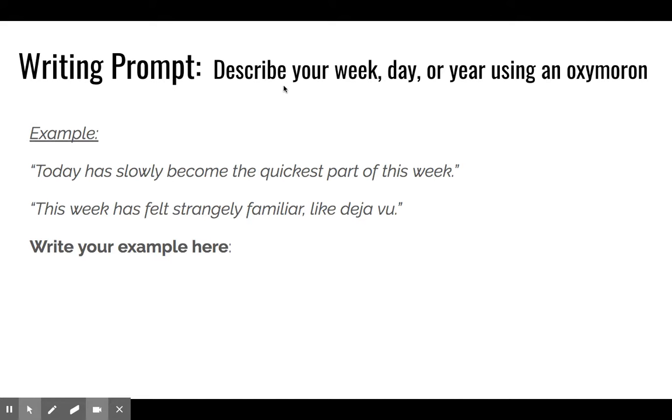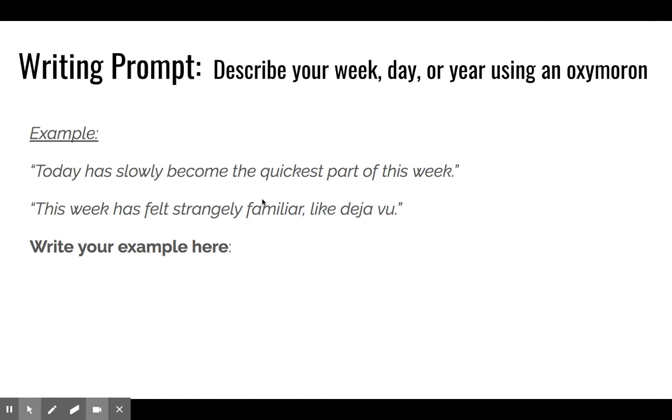I want you to describe either your week, your most recent day, or just the year in general using an oxymoron. So it might take a second to try to brainstorm and think of an example, but here are some for me to kind of get you going. Today has slowly become the quickest part of this week. This week has felt strangely familiar, like deja vu.